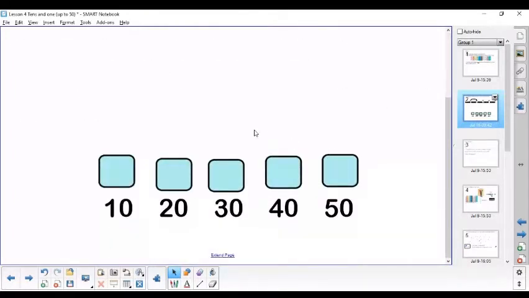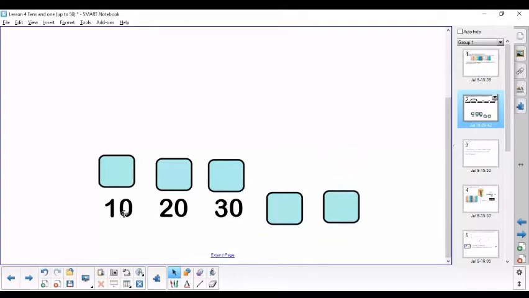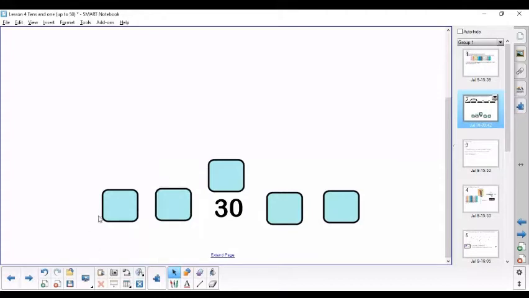Why don't we have a go at counting in tens really quickly, just so we can understand and have a quick practice. Okay, so here we go. 10, 20, 30, 40, 50. I'm going to cover this one now. 10, 20, 30, 40, 50. I'm going to cover this one. 10, 20, 30, 40, 50. I think the 10 is quite easy to remember. 10, 20, 30, 40, 50.